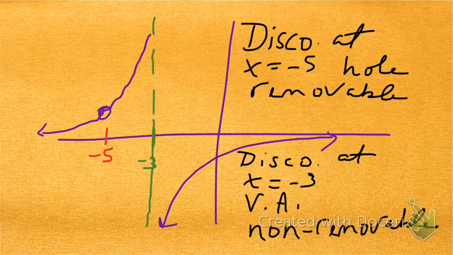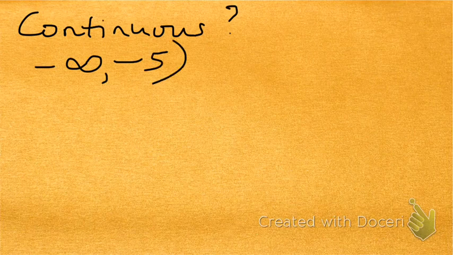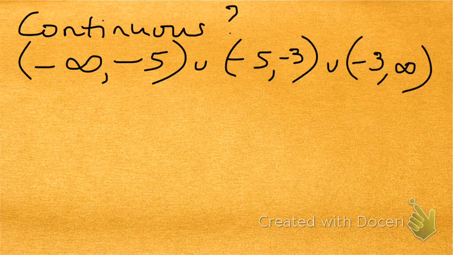What about continuity? Where is this function continuous? It's continuous everywhere else. That is, from negative infinity up to negative 5, don't include it. Also, from negative 5 until negative 3, don't include those boundaries. And then again, from negative 3 to infinity. Our job is done.